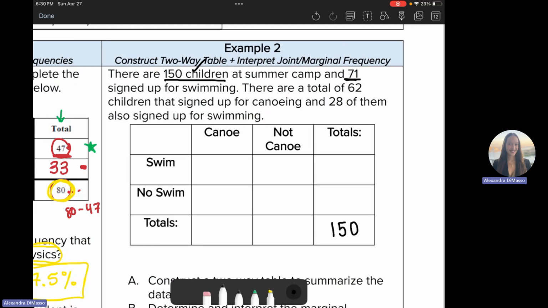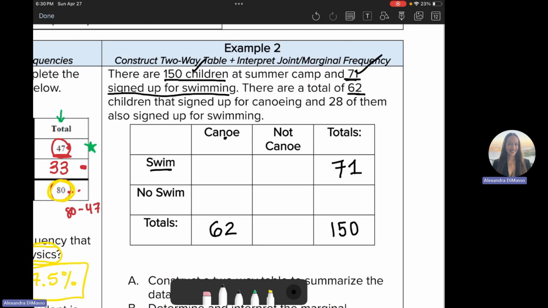71 signed up for swimming. So 71 said they're going to swim in total. Don't know if they're canoeing or not. I just know in total I've got 71. Okay, did this one. There are a total of 62 children that signed up for canoeing. So 62 signed up for canoeing. That's down here.